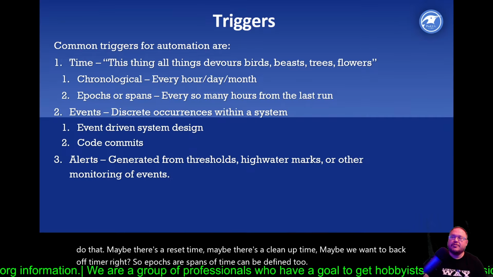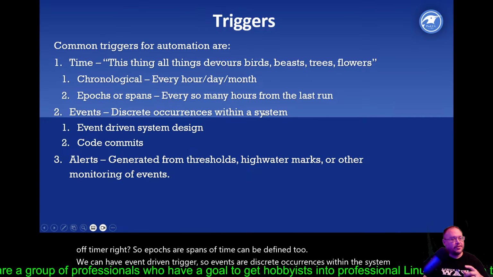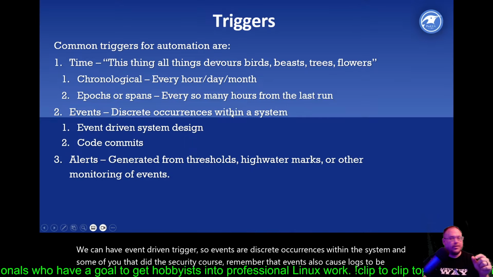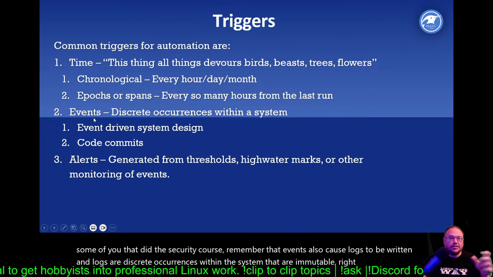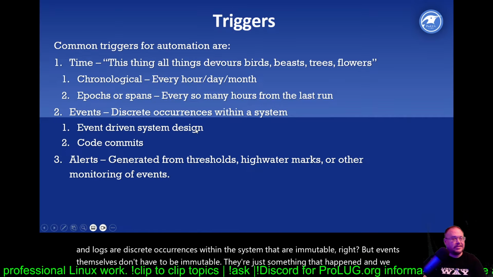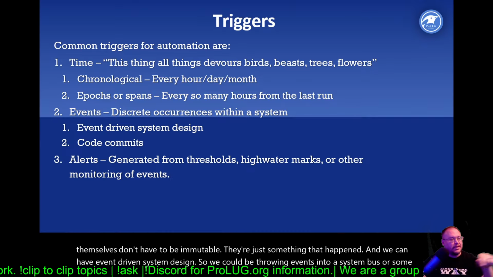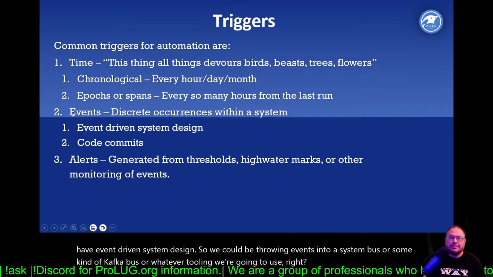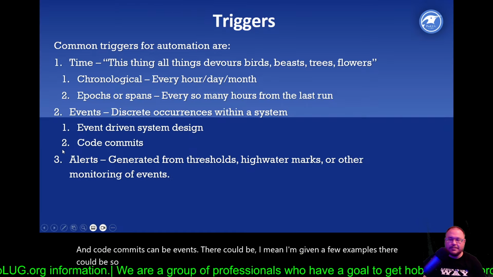We can have event-driven triggers. So events are discrete occurrences within a system. And some of you that did the security course remember that events also cause logs to be written, and logs are discrete occurrences within the system that are immutable, right? But events themselves don't have to be immutable. They're just something that happened. And we can have event-driven system design. So we could be throwing events into a system bus or some kind of Kafka bus or whatever tooling we're going to use, right? And code commits can be events. I'm giving a few examples. There could be so many types of events.